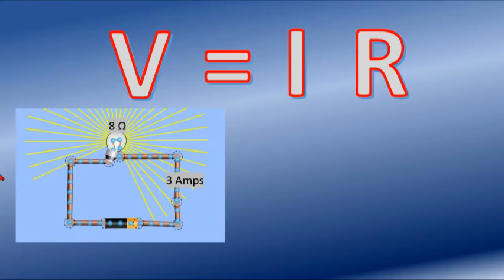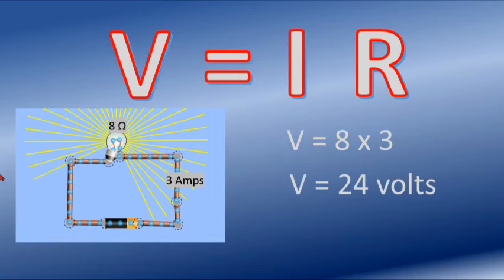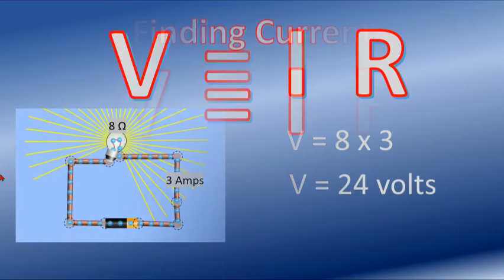Now here's a quick example. Imagine you had an 8 ohm light bulb and it was connected to a battery of unknown voltage and the current was 3 amps. Well, in that case, you have current and resistance, so you just multiply those and you get the voltage is 24, right?